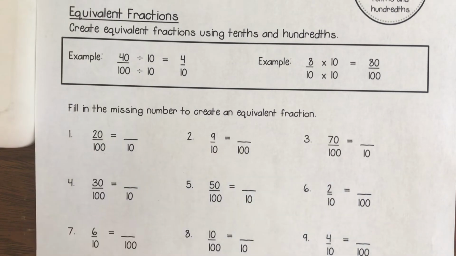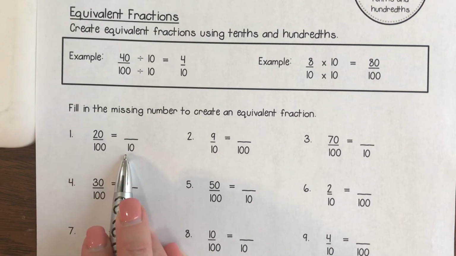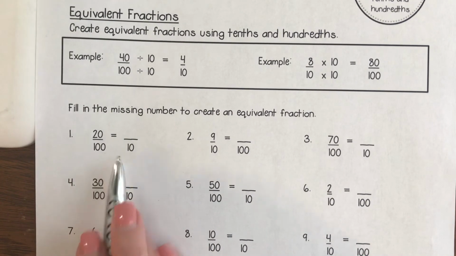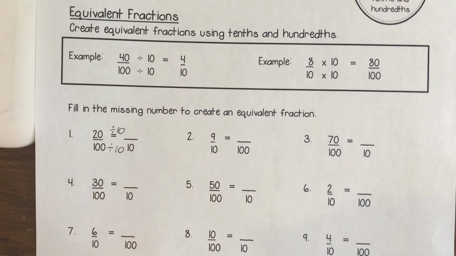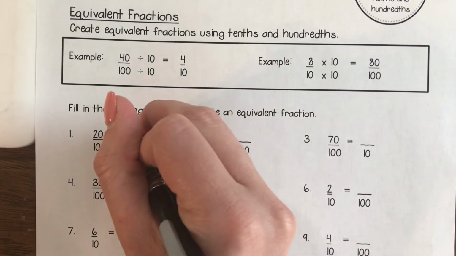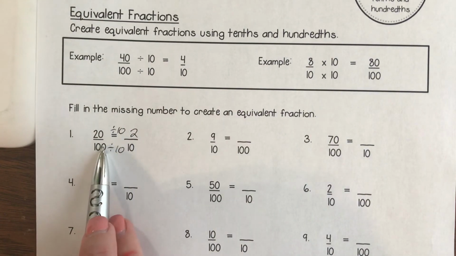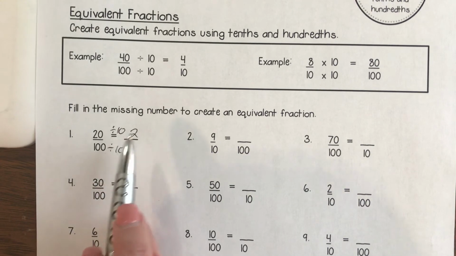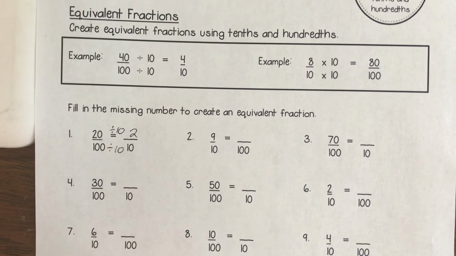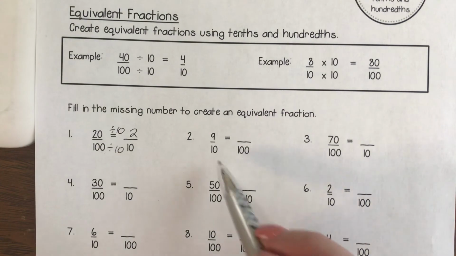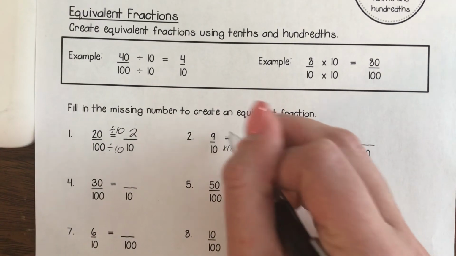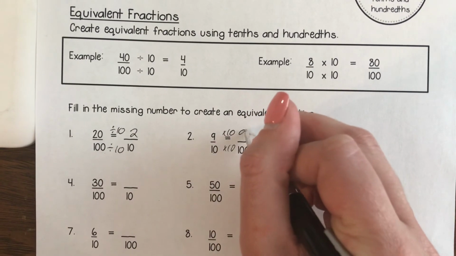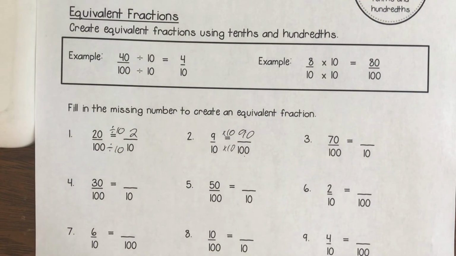So looking at our first one of 20 hundredths, we're starting at the hundredths, going down to tenths. Since we're starting higher, going smaller, we're going to be dividing by 10. Again, do the same thing on the top and the bottom. So 20 divided by 10 is going to give us 2. So 20 hundredths is the same thing, when simplified with our equivalent fraction, as 2 tenths. Moving on to number 2, going from tenths to hundredths. Since we're going bigger, we're going to be multiplying by 10. So 9 times 10 is going to give you 90. So 9 tenths is the same thing as 90 hundredths.